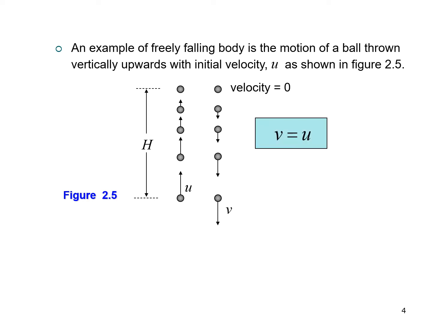When an object is moving upward, this will be your initial velocity over here, and over here you will have the final velocity which will be equivalent to 0. But when the object changes direction, over here will be your initial and this will be your final. So at the point of maximum height, your initial and final will be equal, which is equivalent to 0.